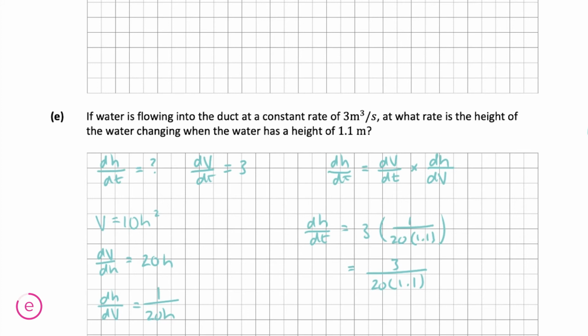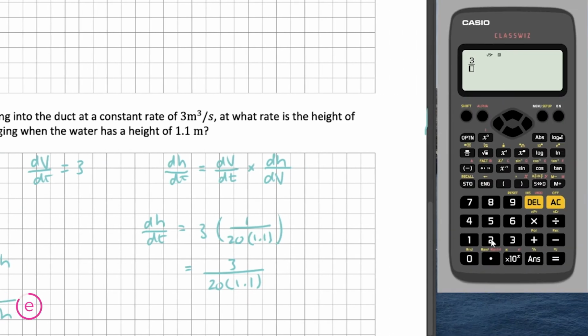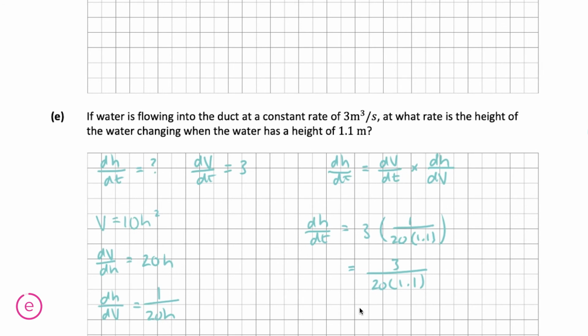Multiplying that all out, it gives us 3 over 20 times 1.1. If we go over to the calculator, we can see that that gives us 3 over 22, or 0.136 meters. And because it's a rate of change, it's going to be meters per second.